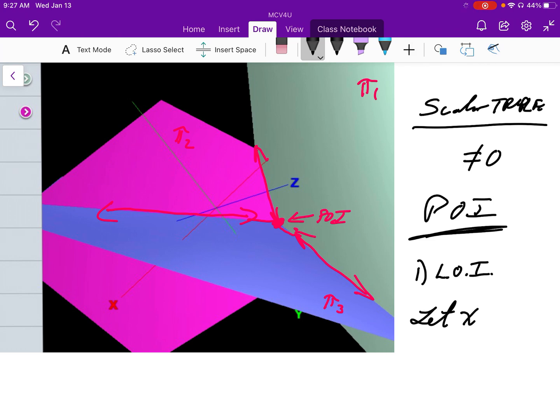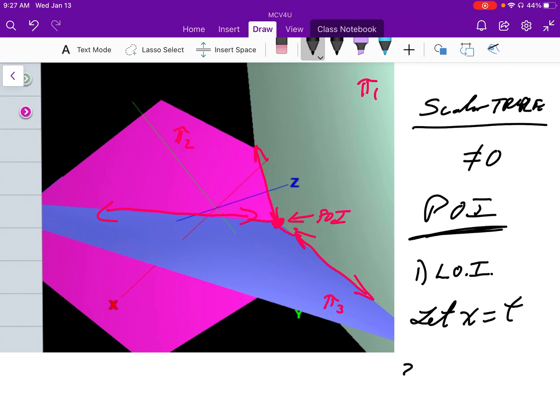Remember, let x be our parameter, right? We use elimination. Get rid of the y, solve for the z. Get rid of the z, solve for the y, right? And everything will be in terms of this x. Then you have your line of intersection.